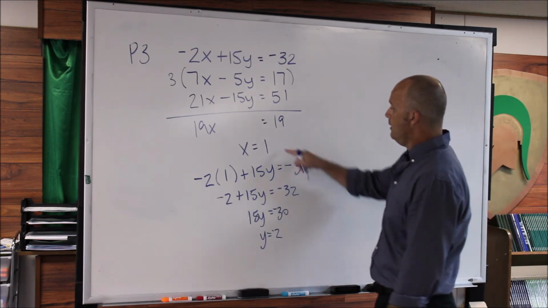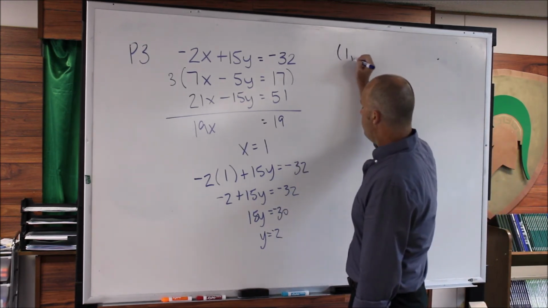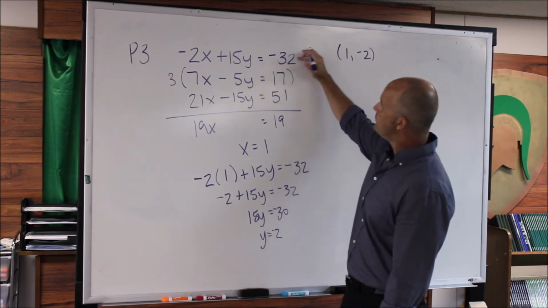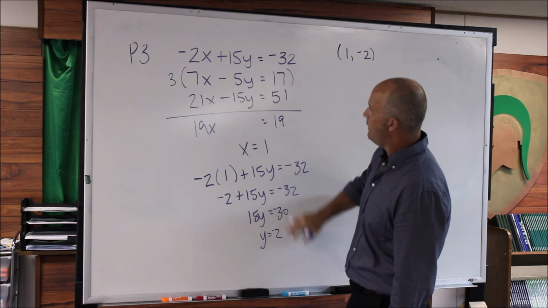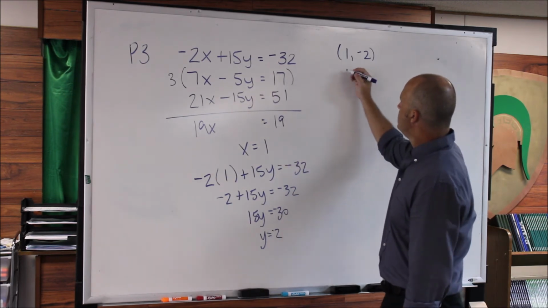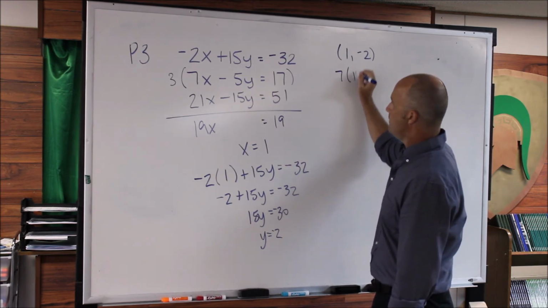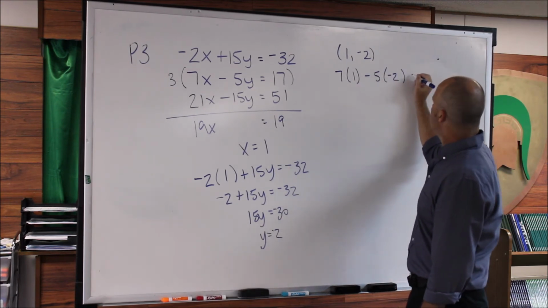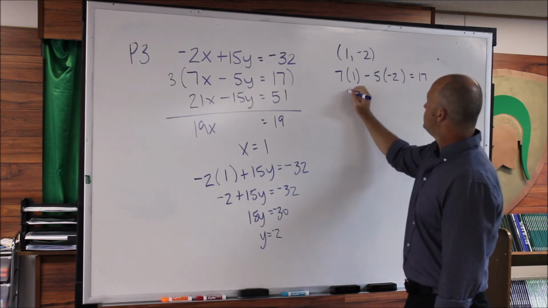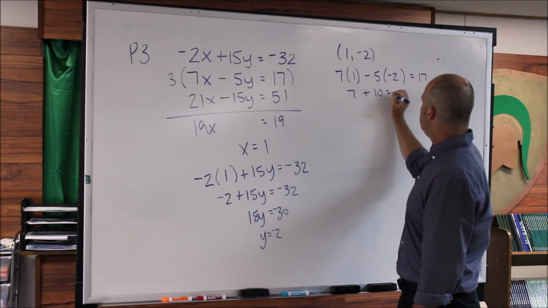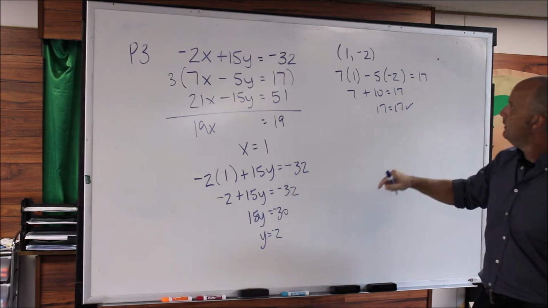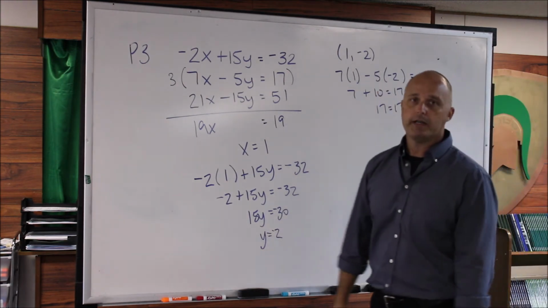So now we're going to go back and check it in the other equation to see if we've got the correct solution. So far we've got a solution of 1, negative 2. Since I just used this equation to find the y value, I'm going to use this equation to check it. So 7 times 1 minus 5 times negative 2 equals 17. So 7 plus 10 equals 17. 17 does in fact equal 17. So we know that the solution is 1, negative 2.